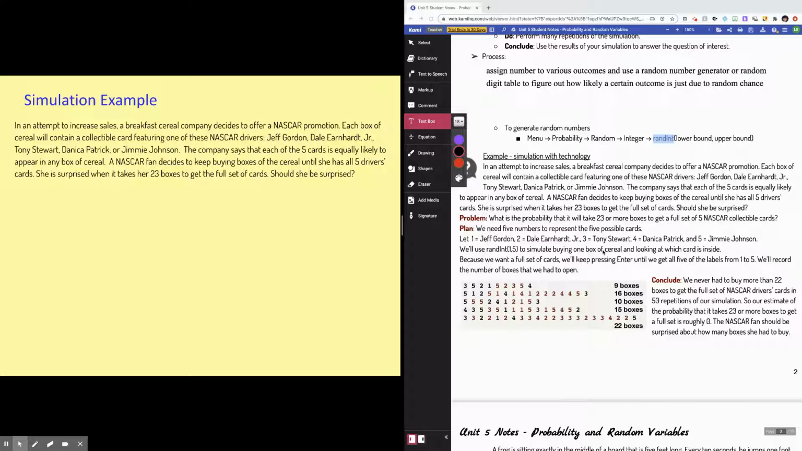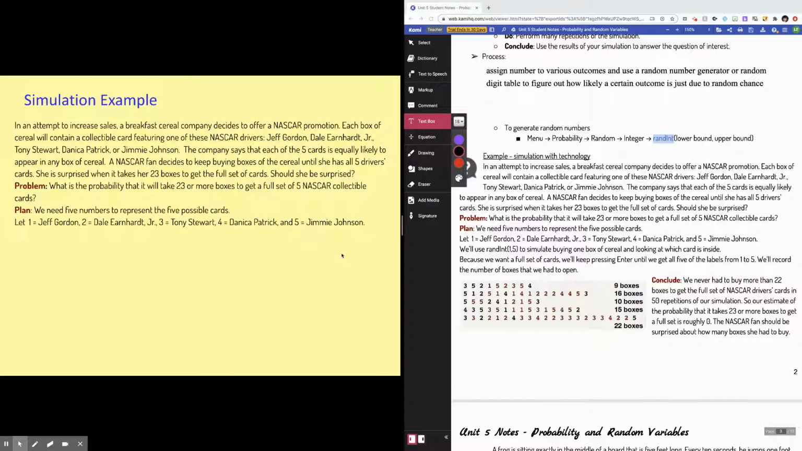What we're actually trying to find here is, what's the probability that it'll take 23 or more boxes to get a full set of these collector cards. So we need to have 5 numbers because we're going to use a random digit table or a random number generator. So we're going to have 5 numbers to represent the 5 cards.